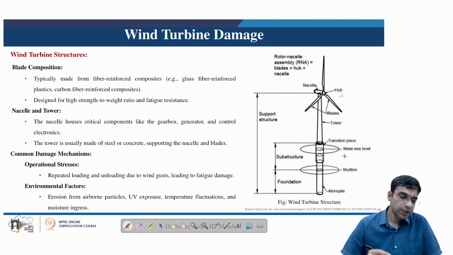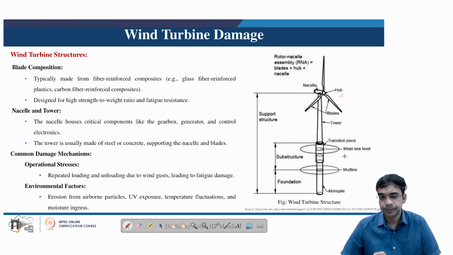So the common damage mechanisms in the wind turbine include operational stress, which is the repeated loading and unloading due to wind gusts, leading to damage due to fatigue. The second type of factors include environmental factors, in which erosion from airborne particles, ultraviolet radiation, temperature fluctuations, and moisture ingress may occur.